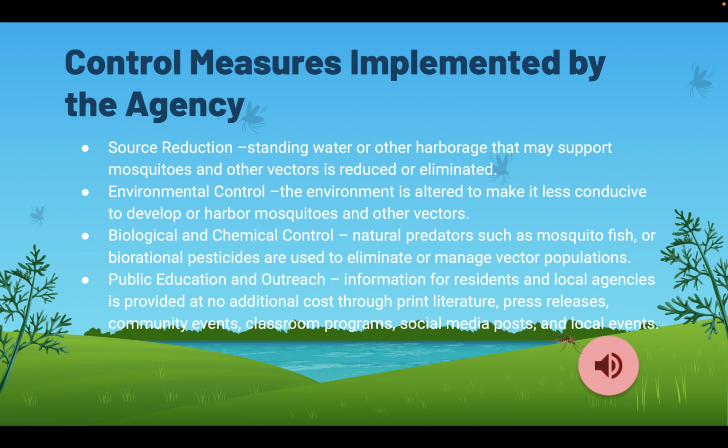Another is environmental control, where the environment is altered to make it less conducive to develop or harbor mosquitoes and other vectors. Biological and chemical control, where predators, such as the mosquito fish, and other pesticides are used to eliminate or manage vector populations. And lastly, public education and outreach, where information for residents and local agencies is provided at no additional cost through print literature, press releases, community events, classroom programs, social media posts, and local events.